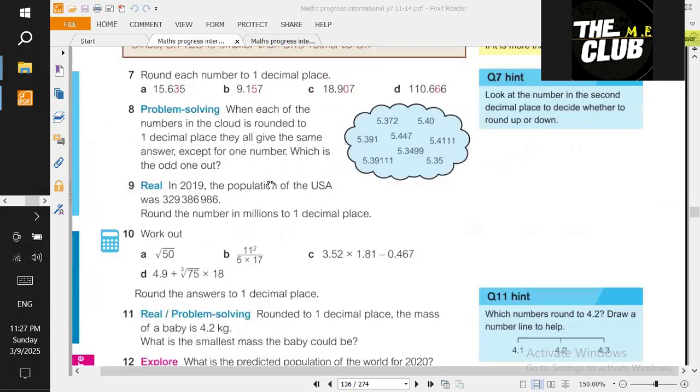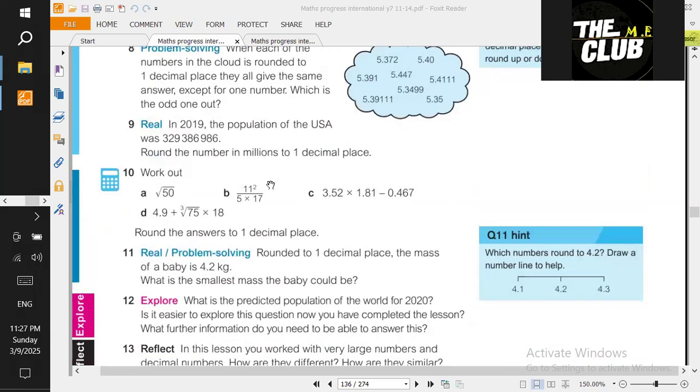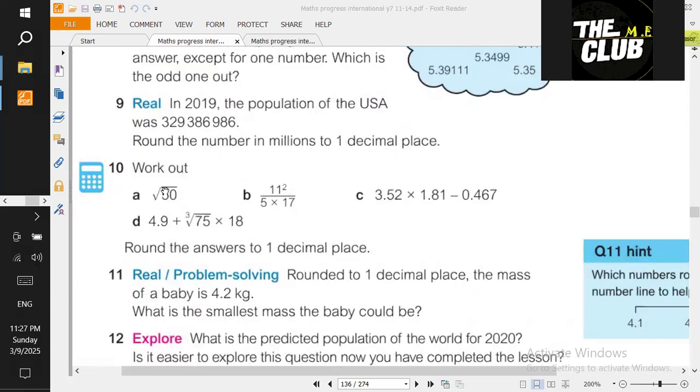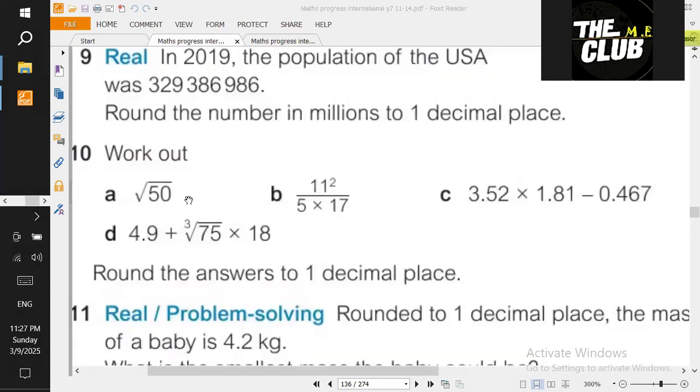Now let's move on to the next question. Round the number in millions to one decimal place, same idea.